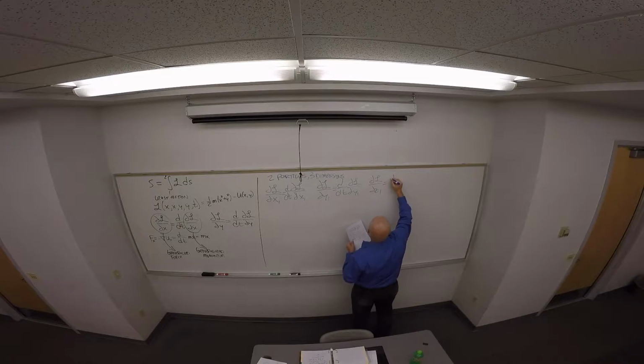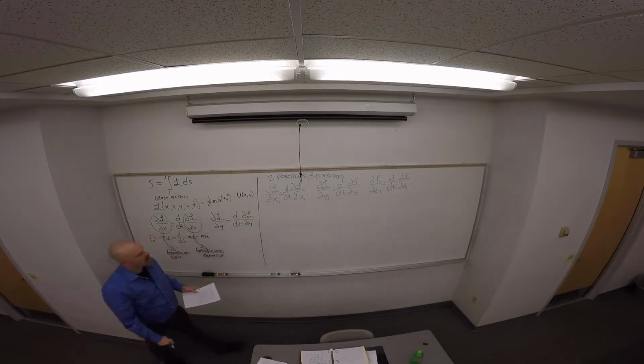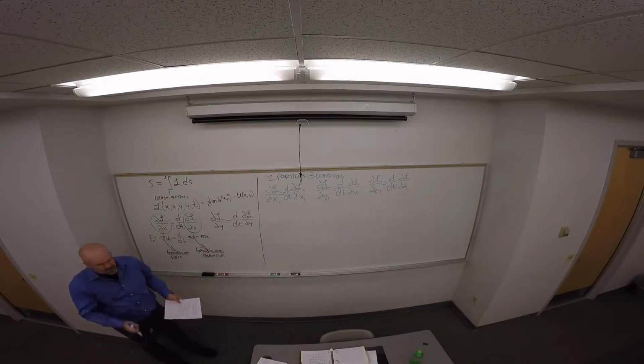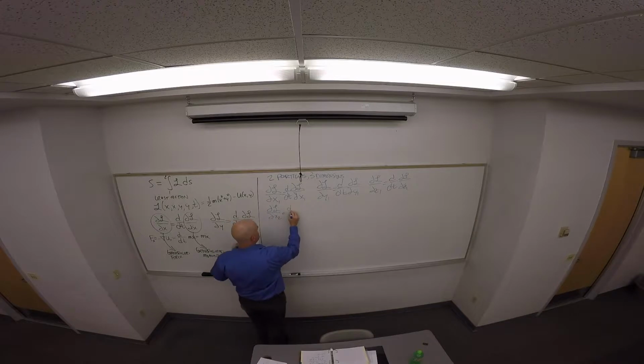Z1, d by dt of dL by dz1 dot. All right, so that'll be 1 particle. If you have 2 particles, you can just keep going here. You just do the same thing, but for particle 2.